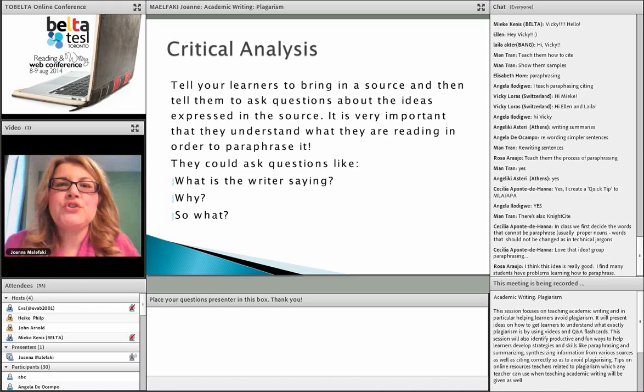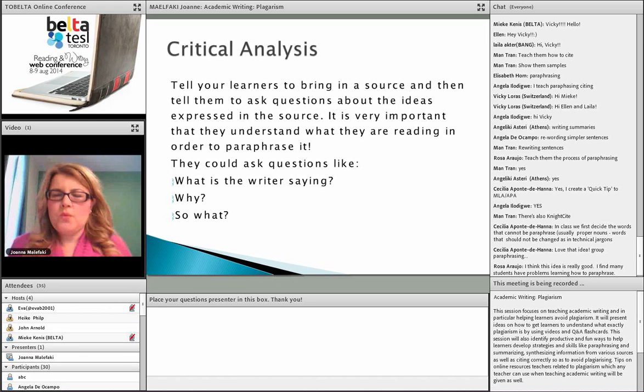If your learners don't understand what is in the text they want to use as a source in their projects, then they will probably plagiarize because they haven't understood what they are reading. So when you don't understand what you're reading, how are you going to paraphrase it? How are you going to summarize it? It's impossible. So it's easier to plagiarize. It's inevitable, probably.